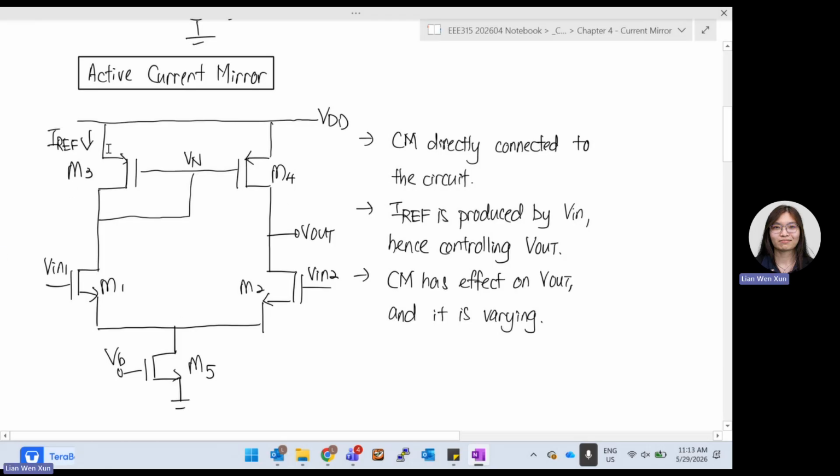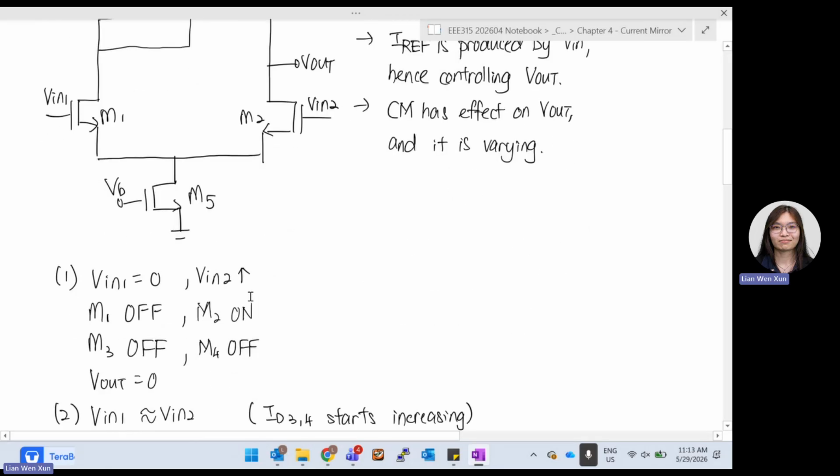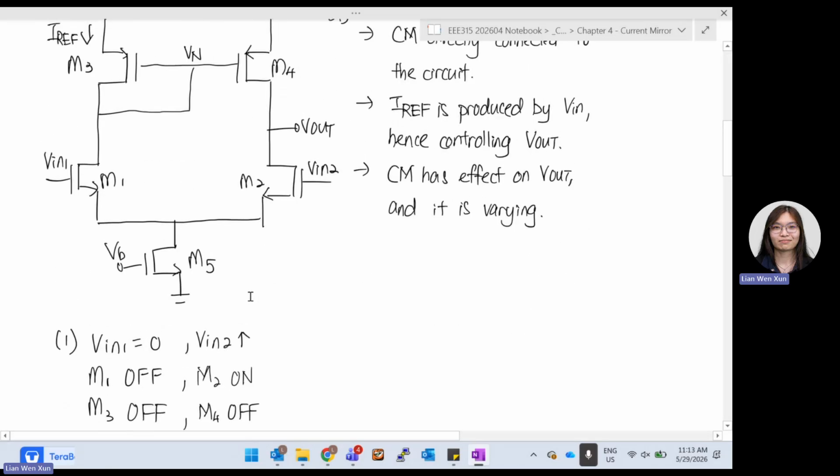So now IREF is produced by V in. So whatever V in over here, you control your M1, then it allows some current to flow through. So that's your IREF. IREF is produced by your V in. And since it is produced by V in, it will also control your V out. That's why we call it active current mirror, because it is actively controlling your V out. So in this case, current mirror has some effect on V out, and it is a varying effect. If you change some part of your current mirror, it will change your V out. So this is more important. We will look into it in more detail. First of all, let's see the first case.